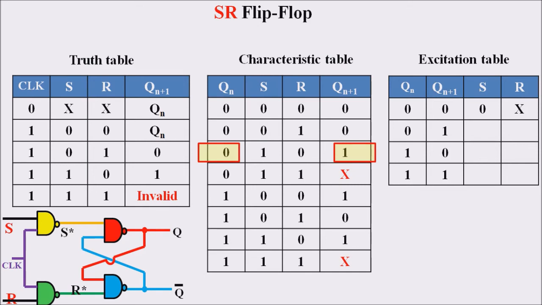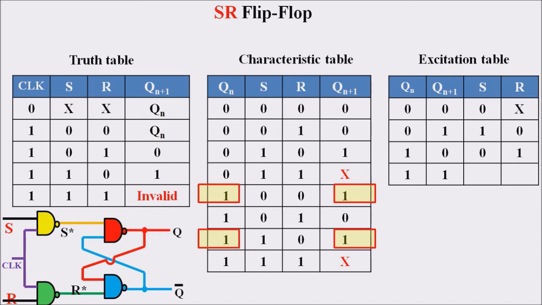And if we are moving to the 0 1 condition, according to the characteristic table, the 0 1 condition results in S and R values of 1 and 0, and this can be marked in the excitation table. So now we are moving to the 1 0 condition. In the 1 0 condition, the characteristic table has one combination with the S value as 0 and 1, thus this value is marked in the excitation table.